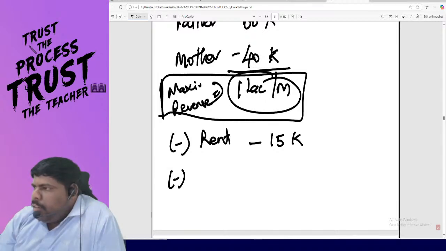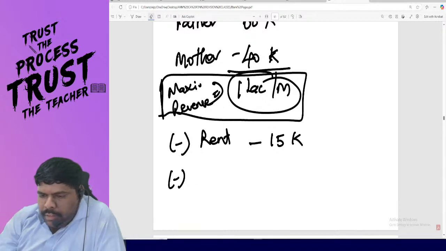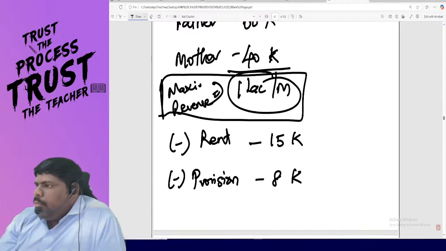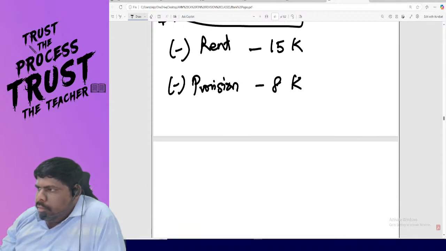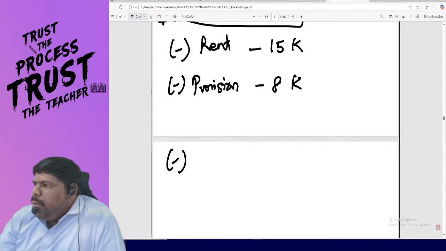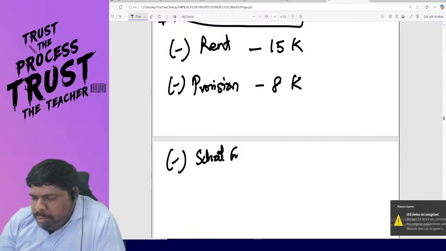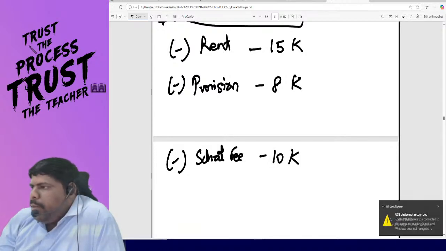Then groceries. We'll mention it as provisions. Have some 8k. Okay. Then what are all the expenses? Just assume it's a normal family which is having some 2 kids. So there is something called school fees. I'm just giving a basic example. School fee will take it as 10k, 5k per child.